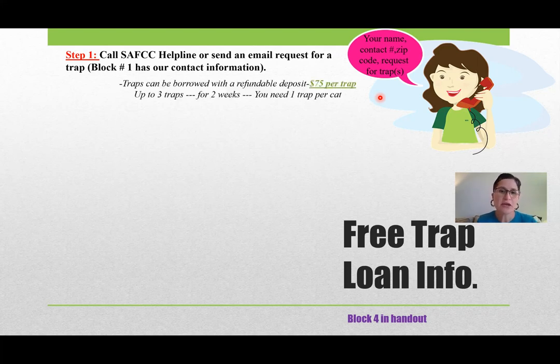Okay. All right. So traps can be borrowed with the refundable deposit of $75 per trap. So again, this is the free trap loan program that we do have, but we are asking for a refundable deposit. So it's $75 per trap, and the $75 is how much the trap costs for us. So you're more than welcome to purchase one off of Amazon or wherever it is that you can get one. When I do the trap demonstration, I'll let you know exactly the name of the trap, so you're getting the correct trap. Okay, so you can get up to 3 traps for 2 weeks, and yes, you are going to need 1 trap per cat. All right, so there's that.